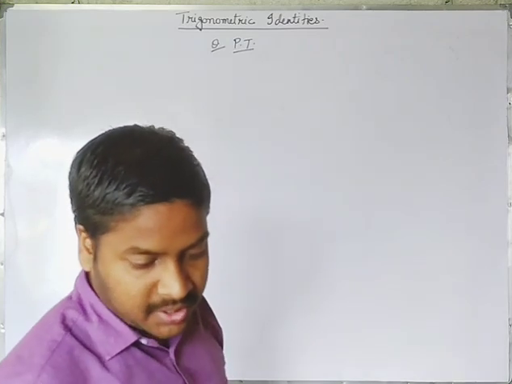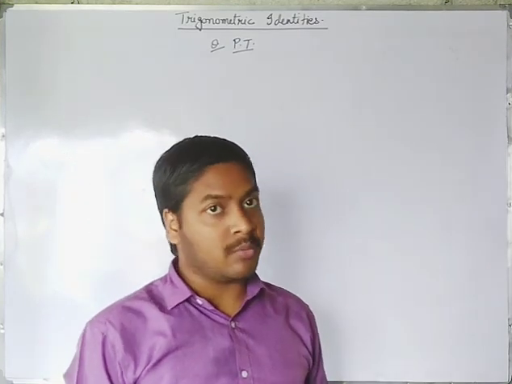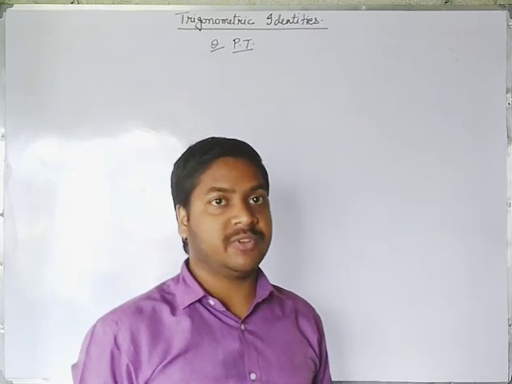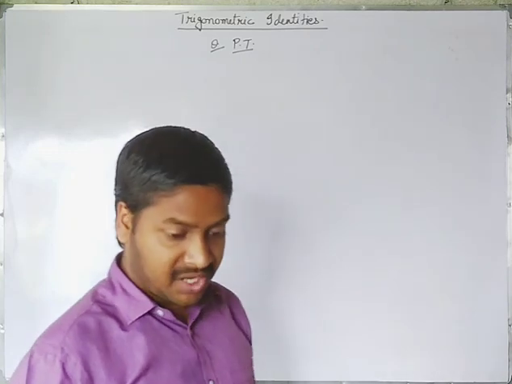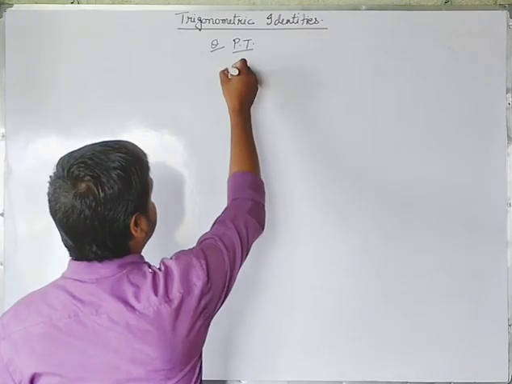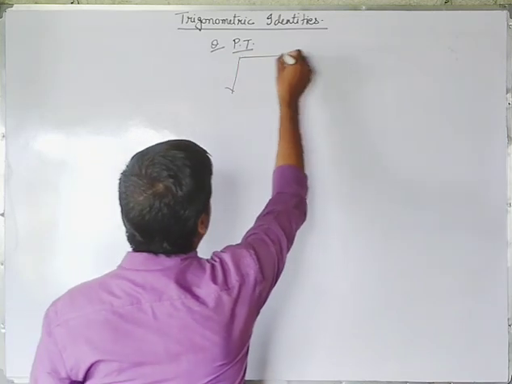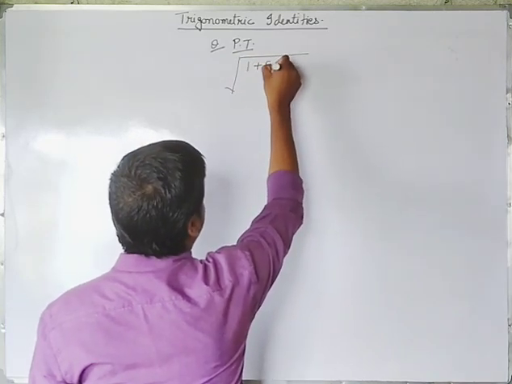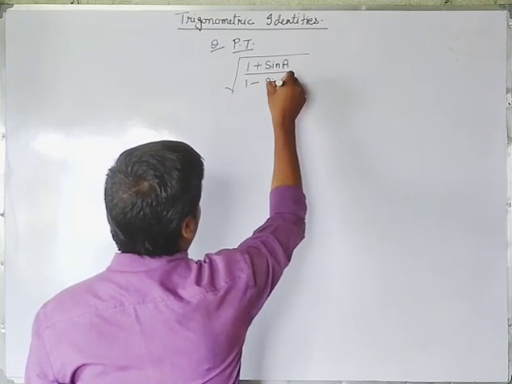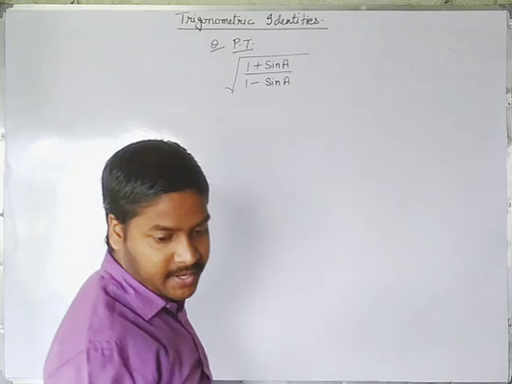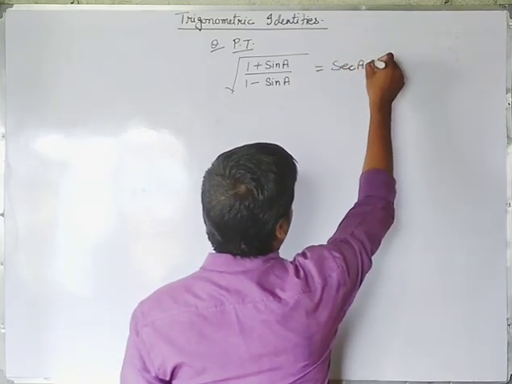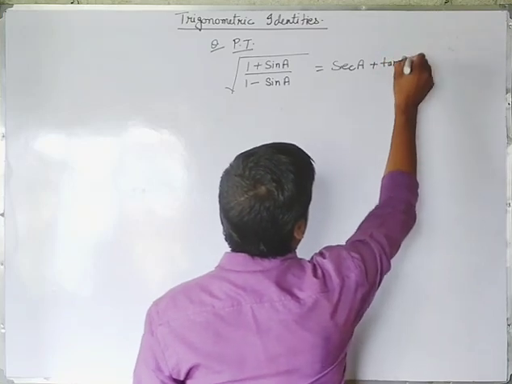Here is one type of question where we need to use rationalization. Without using rationalization, we are unable to solve this question. We have here the square root of (1 plus sin A) by (1 minus sin A). We need to prove it is equal to sec A plus tan A.